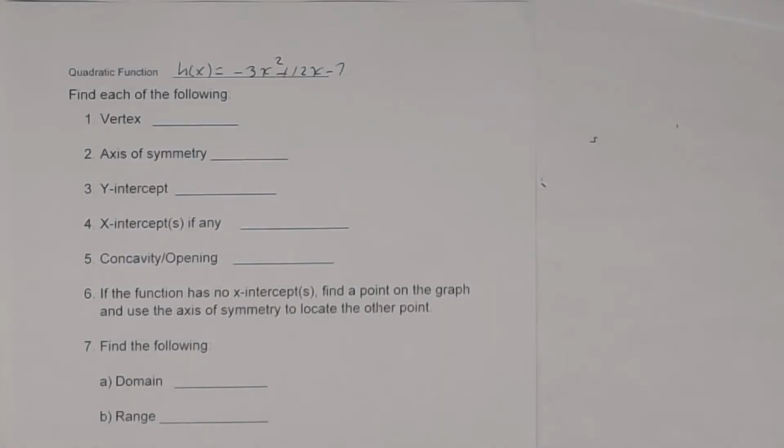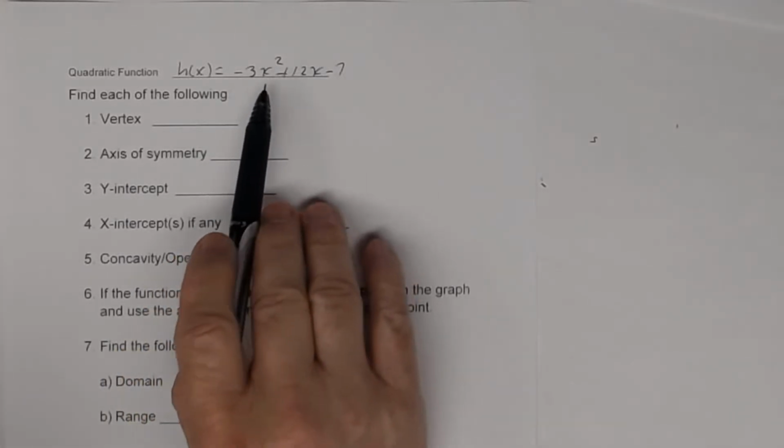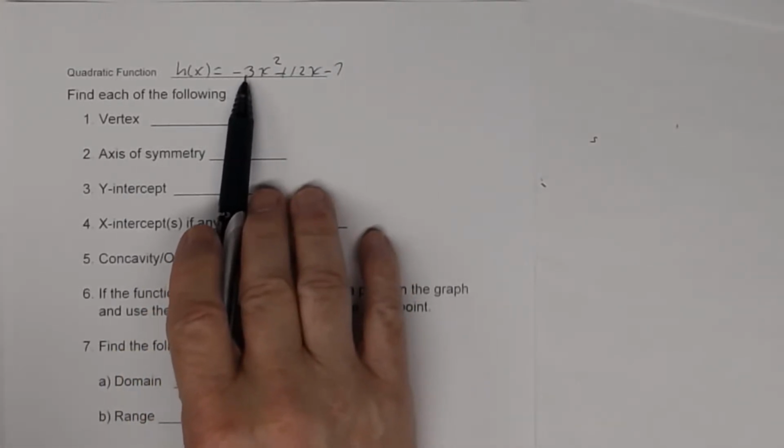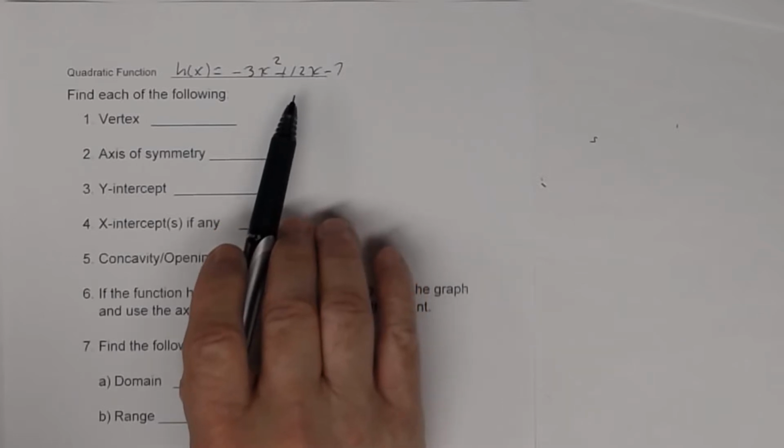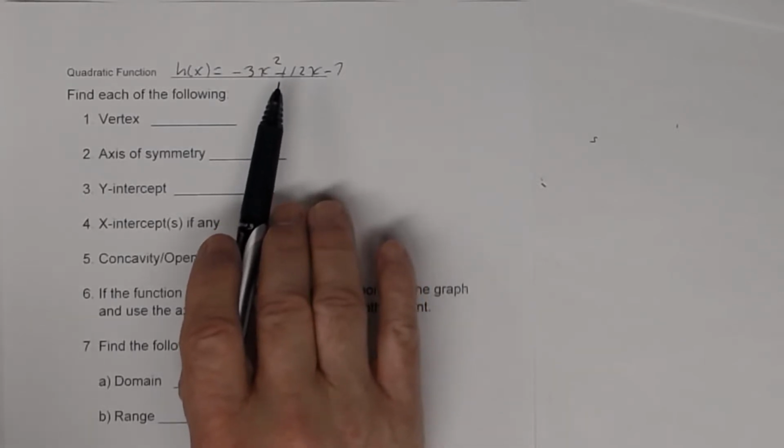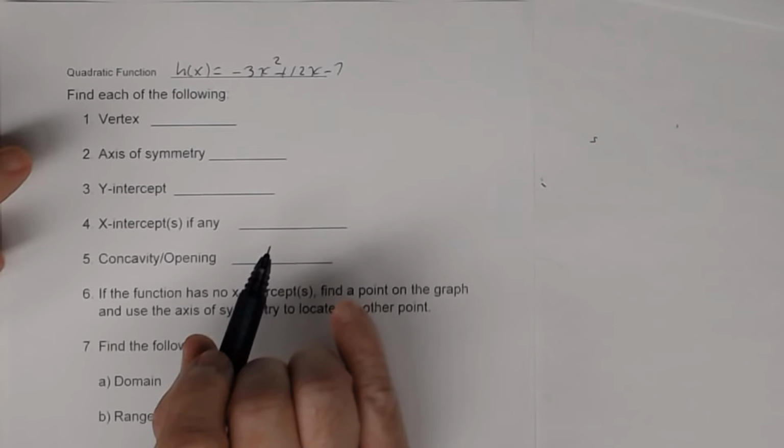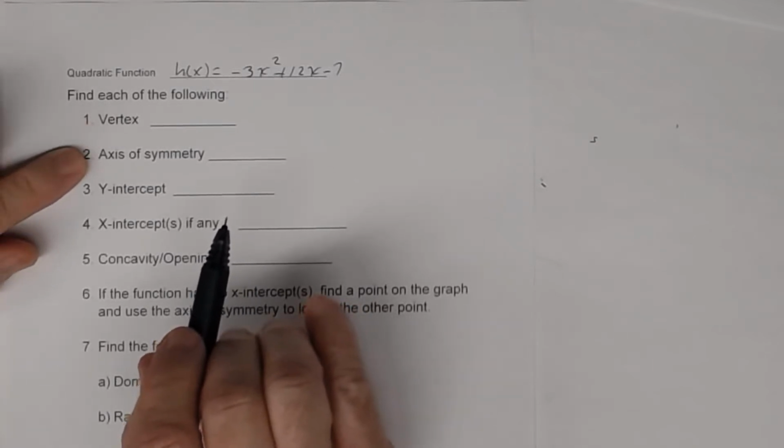Okay, so you want to graph this quadratic function, and the quadratic function is written in standard form: negative 3x squared plus 12x minus 7. To graph a quadratic function, remember you have to find the vertex and the axis of symmetry.